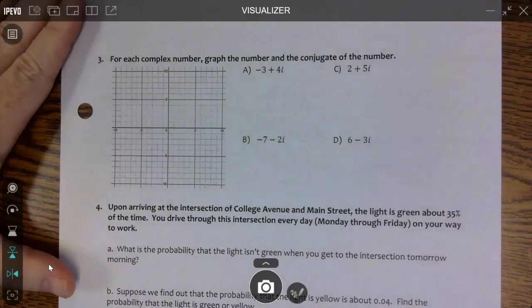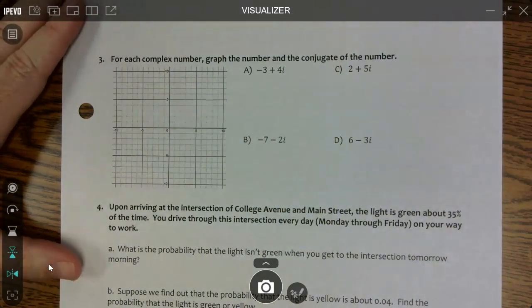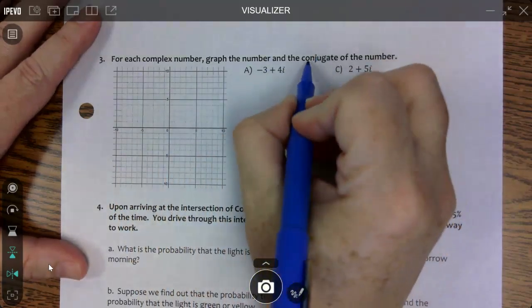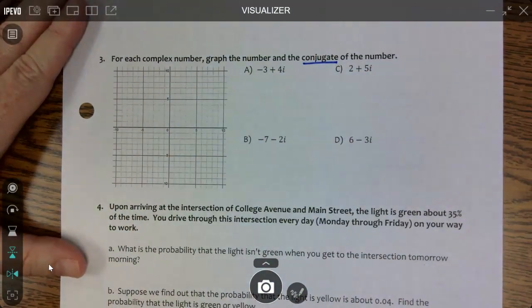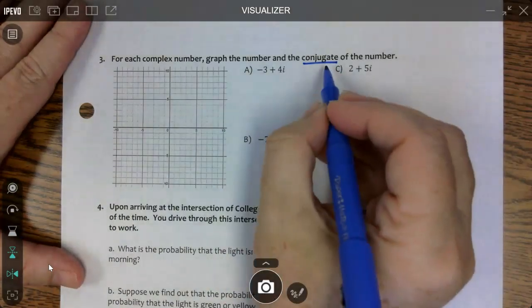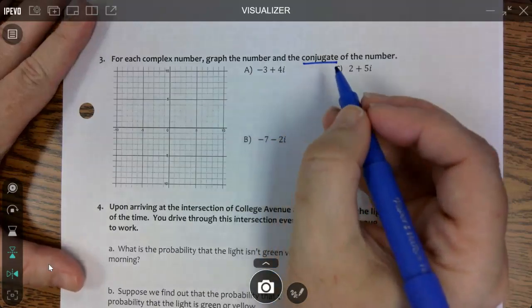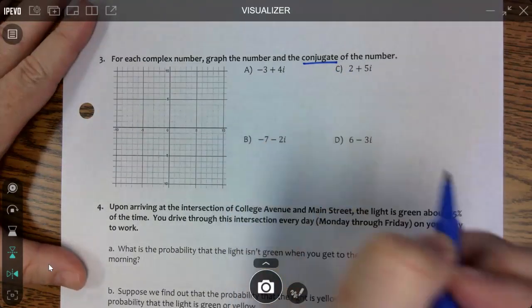Hey guys, so here is question number 3. For each complex number, graph the number and the conjugate. You want to be careful, because a lot of y'all did miss the word conjugate on the quiz or midterm, and that's why you got this one wrong. So please be careful. So here we go.